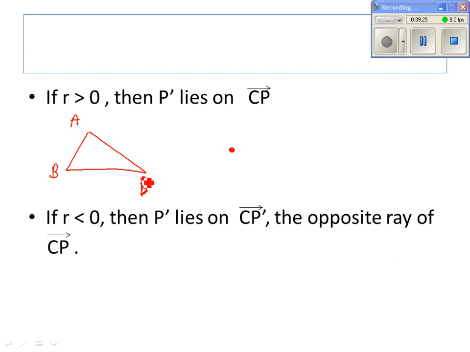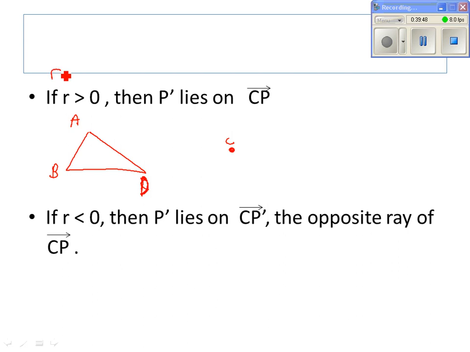Because this is our center point, I'm going to call it C. Usually your center point will be called C. Why is that? C for center. It doesn't have to be, but we want to dilate that if the scale factor is greater than 0. So in other words, write this in right here.